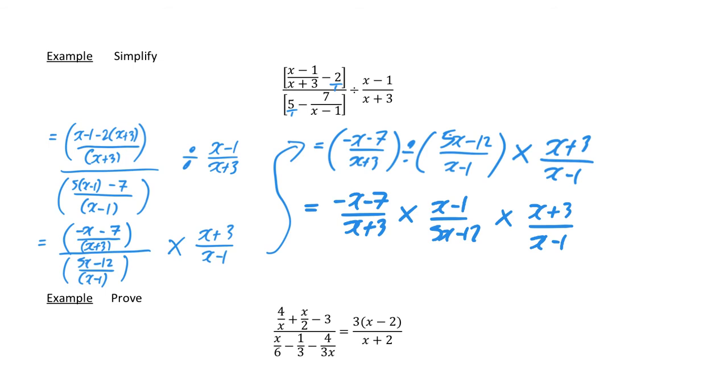And then let's see what can cancel. Your x plus 3 goes, your x minus 1 goes, and then you're just left with minus x minus 7 all over 5x minus 12.